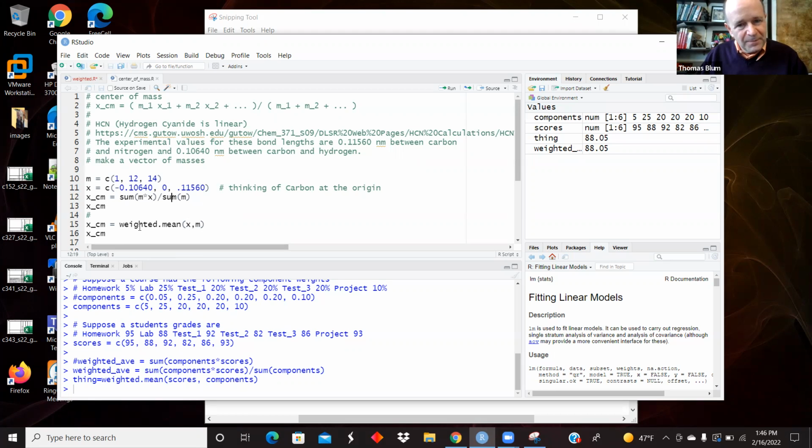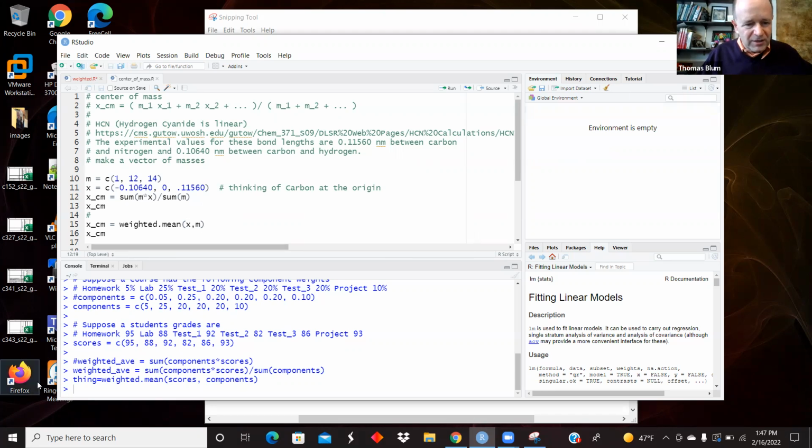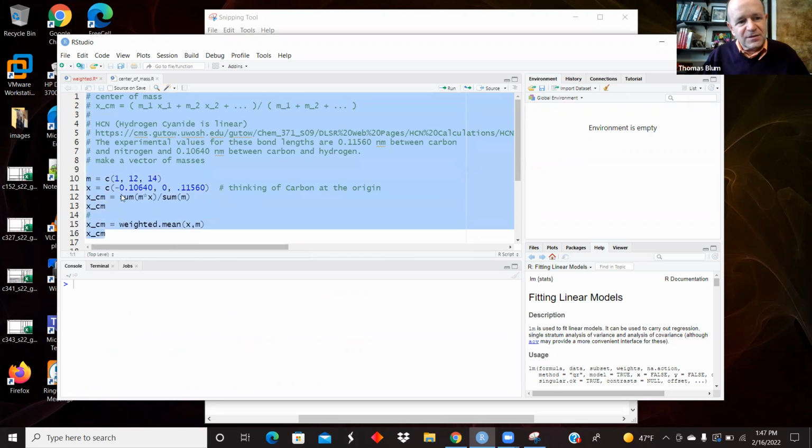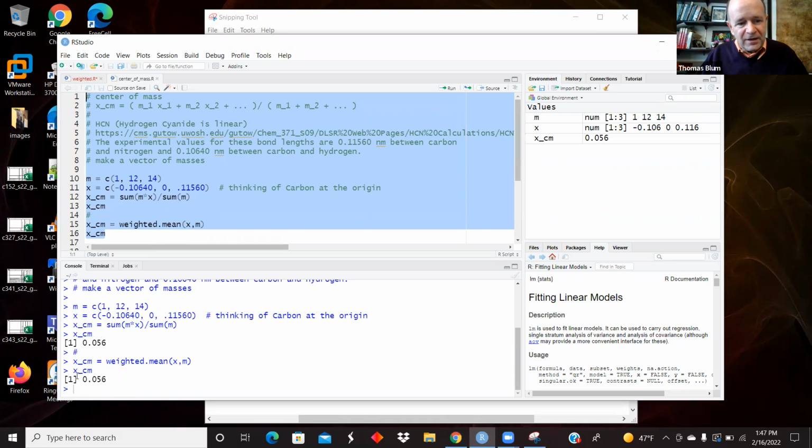So let me sweep out my results from that student taking a course. And I'm gonna hit Control L and clear out my console down there. And I'm gonna highlight all this stuff. And this is going to calculate where the center of mass is for this hydrogen cyanide. And it is 0.056, and this is, I think, nanometers.